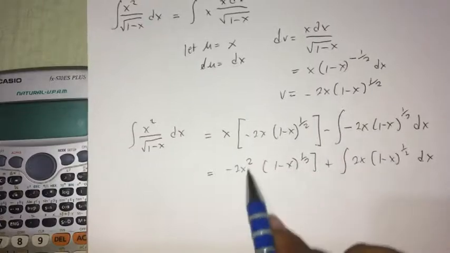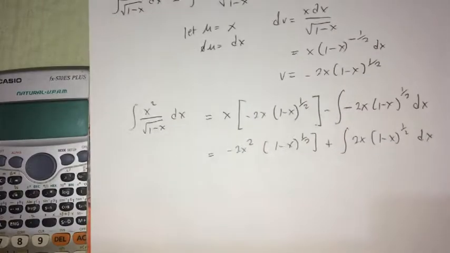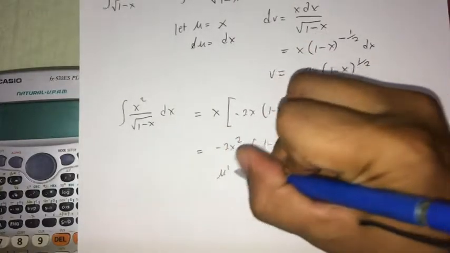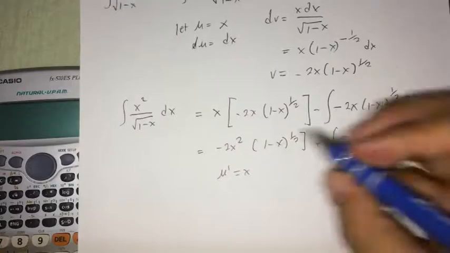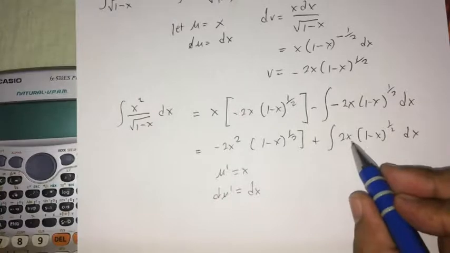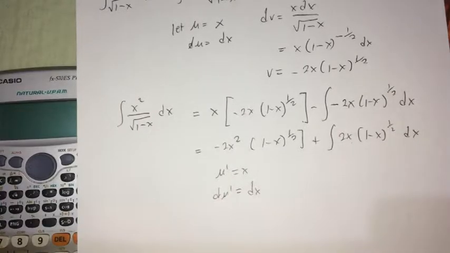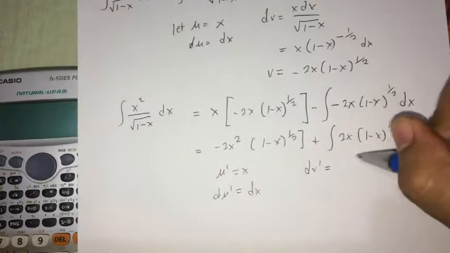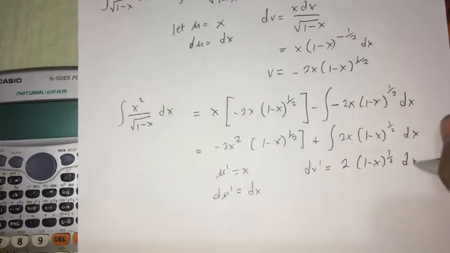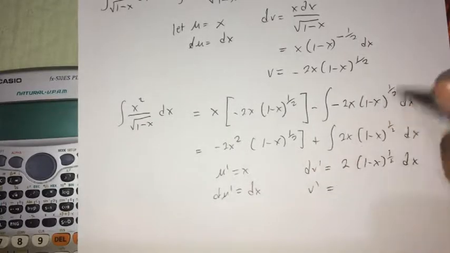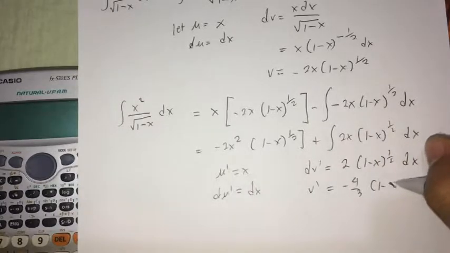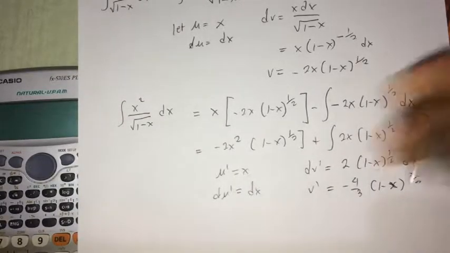Next, gamit po ito, magkakaroon po tayo ng ikalawa nating representations. So, we now have u prime equal to x. Ito po yun. Next, ang ating du prime is equal to dx. So, yung natitira na lang po is 2, ito, at saka ito. So, yan na po yung dv prime natin. 2 times 1 minus x raised to 1 half dx. So, ang ating v prime will be equal to negative 4/3 1 minus x raised to 3 halves.